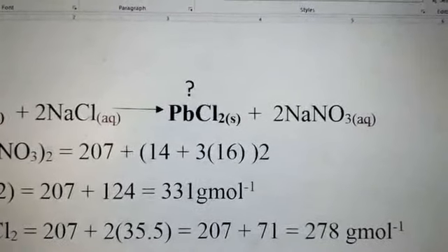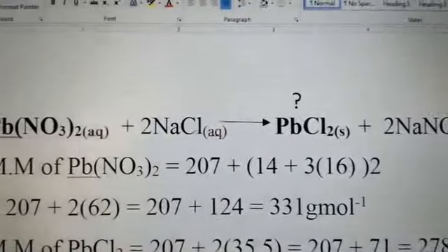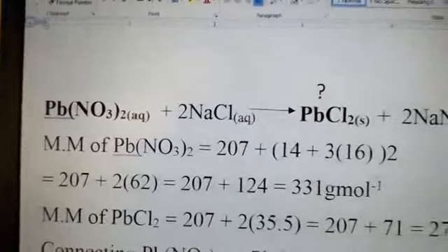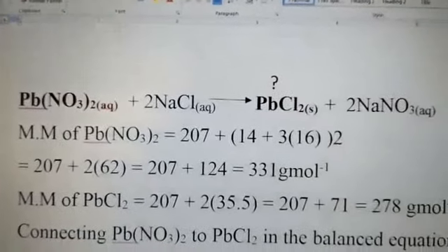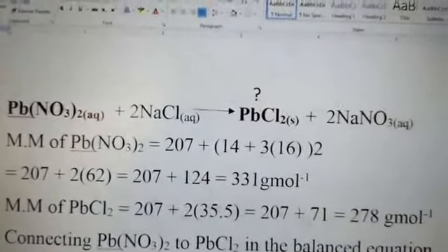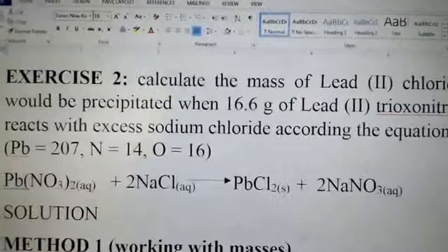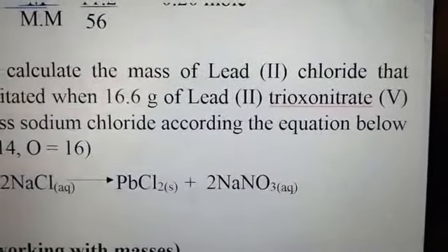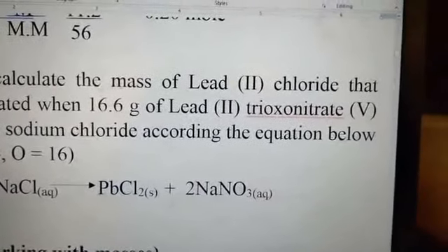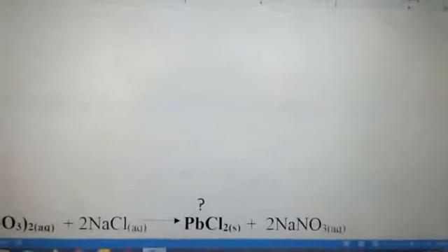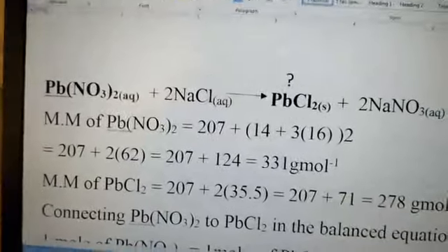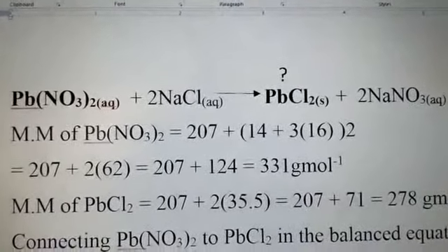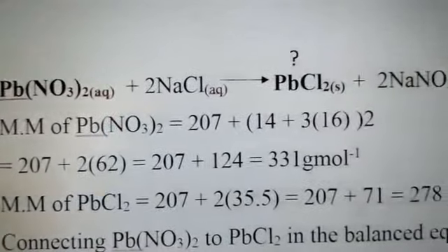Then which substance are we going to use to connect to lead(II) chloride? We're going to connect it to lead nitrate, because they gave us the mass of lead nitrate in the question. The mass of lead nitrate is 16.6 grams. So it's known, while lead chloride is what we're looking for. So as we say, when you have this situation, find the molar masses of the known and the unknown.